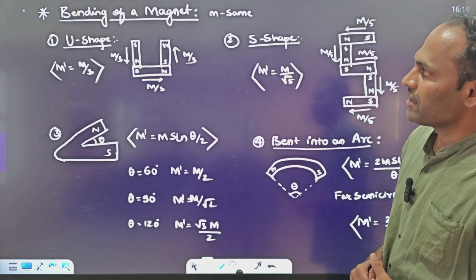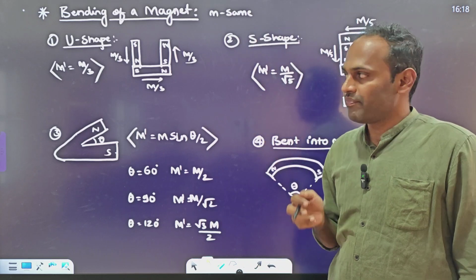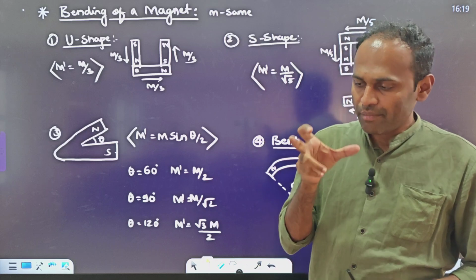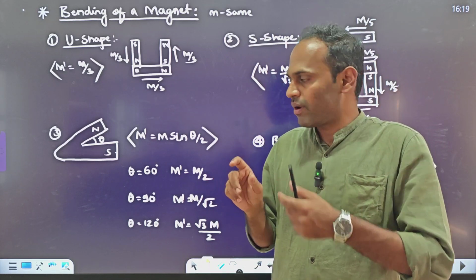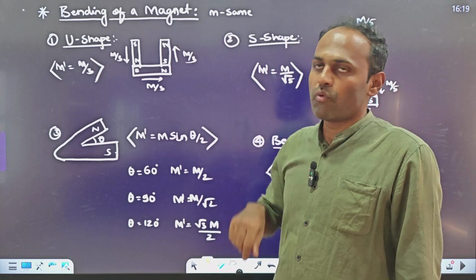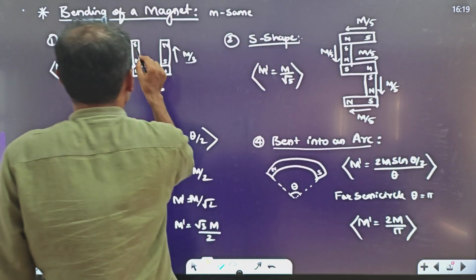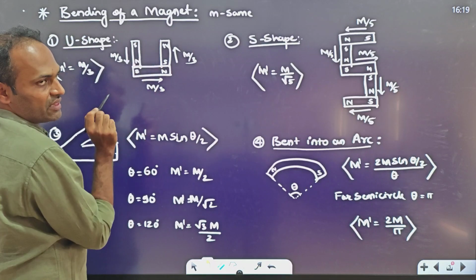See, bending of magnet. In bending of magnet, m remains the same, dipole length goes on changing. So here first we have bent a magnet in U shape. A magnet with dipole moment m, we have bent it into 3 equal parts in the shape of U. All these 3 parts have the same length.